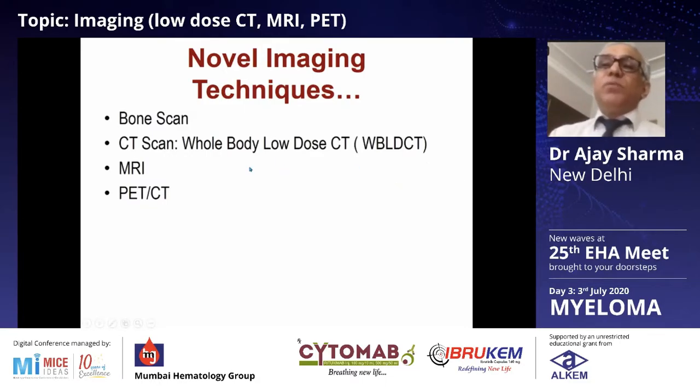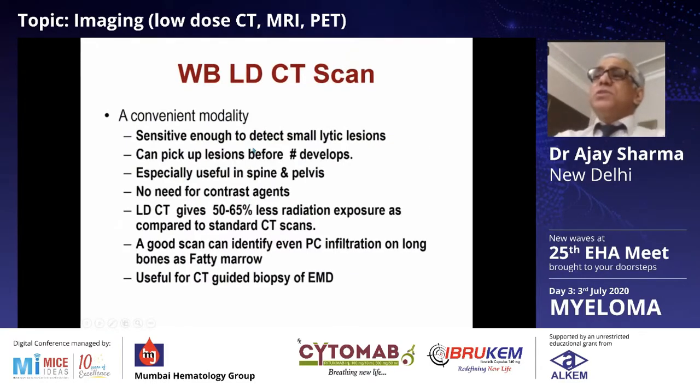For that, the novel modalities that have come and are widely used, we'll skip bone scan because it's not being much used, are the CT scan, the MRI, and the PET CT. Coming to the CT scan, we will now concentrate on the low dose CT scan, because that is what is being used now and has a definite advantage. The whole body low dose CT scan is a convenient modality. It's sensitive enough to detect small lytic lesions, can pick up the lesion before the fracture develops, and is very useful in the spine and pelvis where the conventional cannot help.